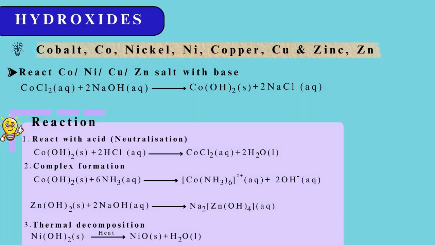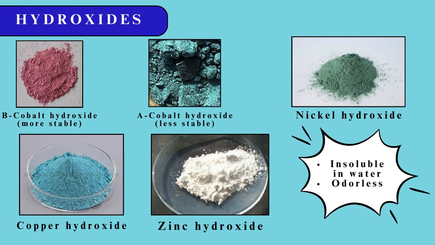Next, let's take a look at the physical appearance of these hydroxides. So cobalt hydroxide has two types. The first one is beta cobalt hydroxide, which is most stable and has a pink color. Number 2, alpha cobalt hydroxide, which is less stable and has a greenish blue color. And then nickel hydroxide is green in color, copper hydroxide is blue in color, and zinc hydroxide is white in color. Extra information also, these hydroxides are insoluble in water and odorless.